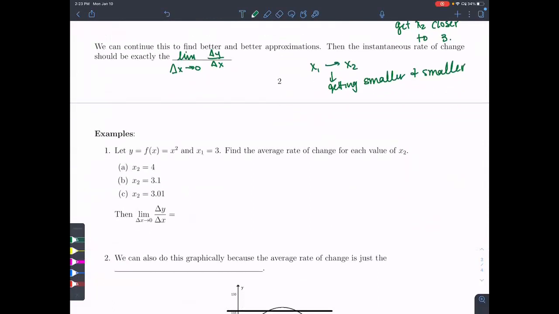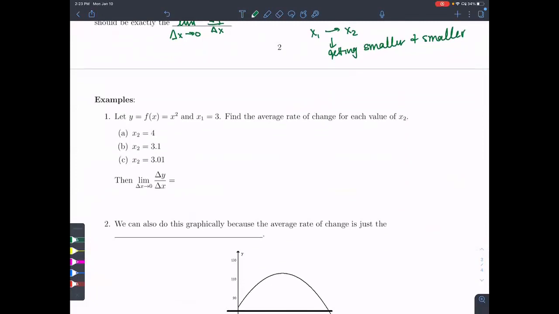So if we look at some examples of that, we have this function y equals x squared. We are going to try to approximate the instantaneous rate of change at x equals 3.